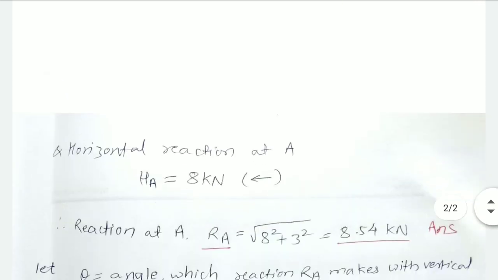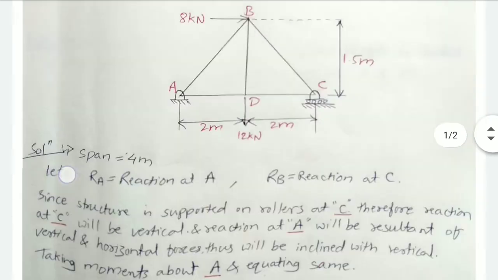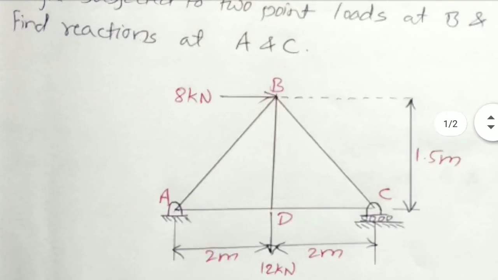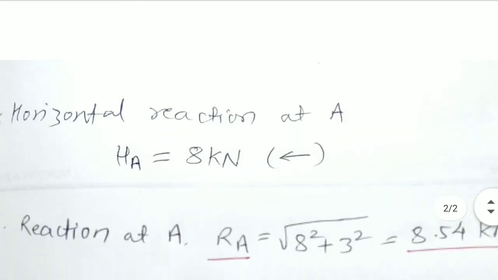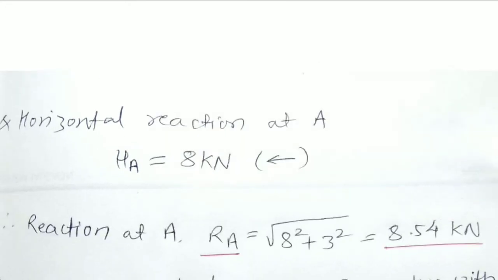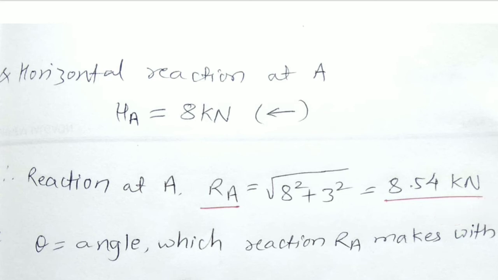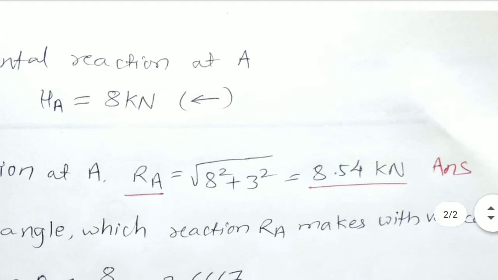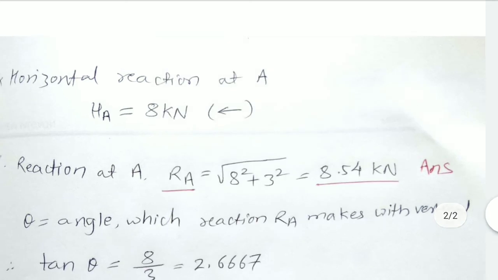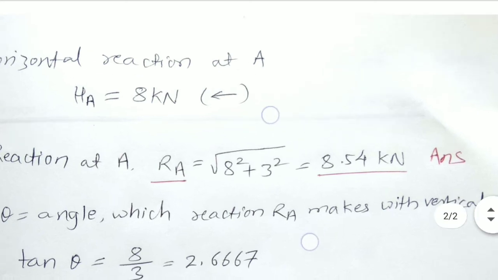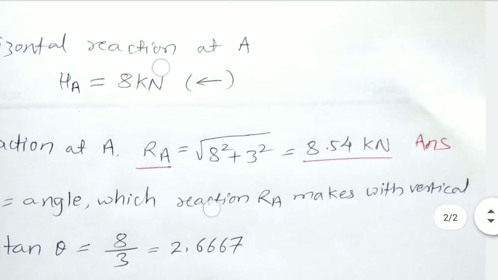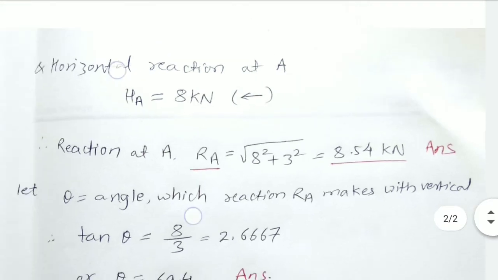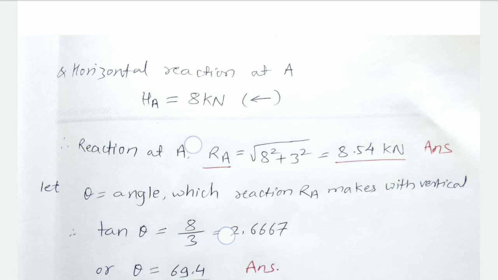Next the horizontal components. We have only one horizontal force, at point B, so it will be equal to HA, the horizontal component at A, but in the reverse direction. The reaction is nothing but the resultant of these two. So we have the vertical at 3 kilonewton and the horizontal component at A, 8 kilonewton. The resultant reaction RA is equal to under root of 8 square plus 3 square. By solving this we get 8.54 kilonewton. So this is the second answer: the reaction at point A is 8.54 kilonewton.